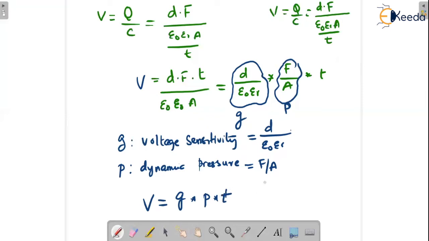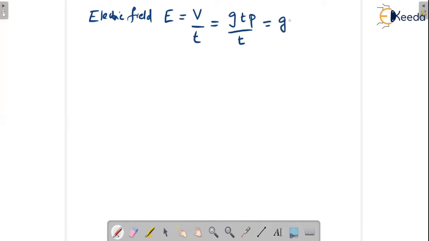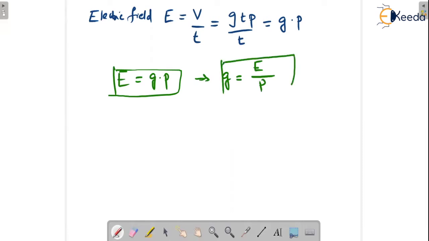Or what is the electric field from this? I'll write it in the next slide. What is the electric field? The electric field strength, E, is equal to V by T. What is V that we got? G into T into P by T, that is equal to G into P. Therefore, E is equal to G into P, or G is equal to E by P. What is G? It is the voltage sensitivity. And what are the units of E? E has units of volt per meter.